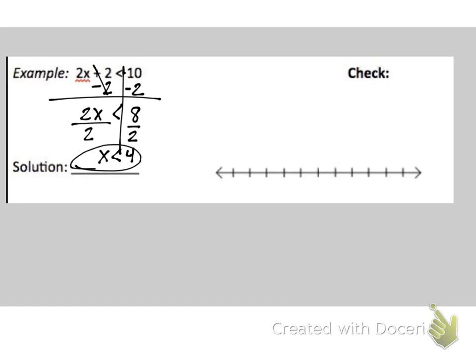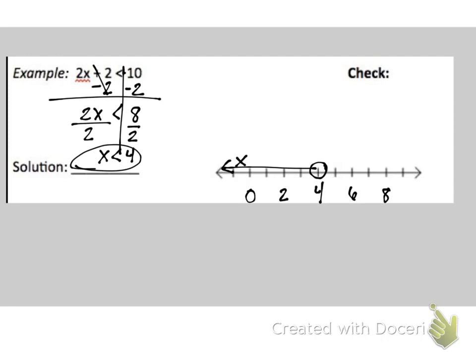In order to graph that, our boundary point is 4. We're going to put in some other numbers. It is less than, so it's going to be an open circle. X is smaller than 4, so we're talking about all values smaller than 4. In order to check, we need to pick a value that's been graphed, so something smaller than 4.